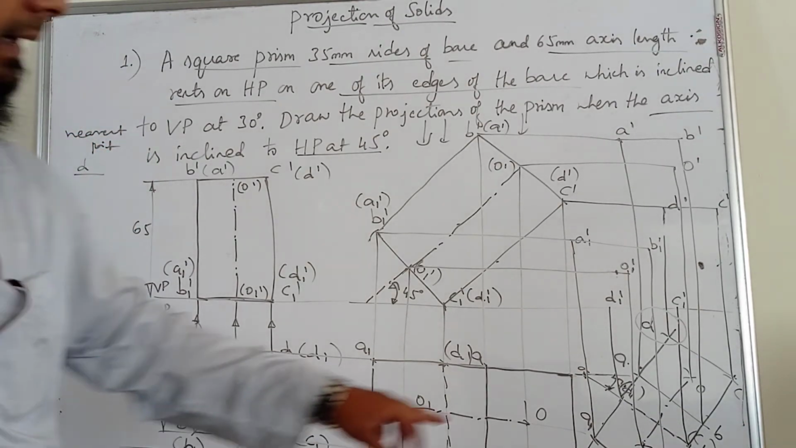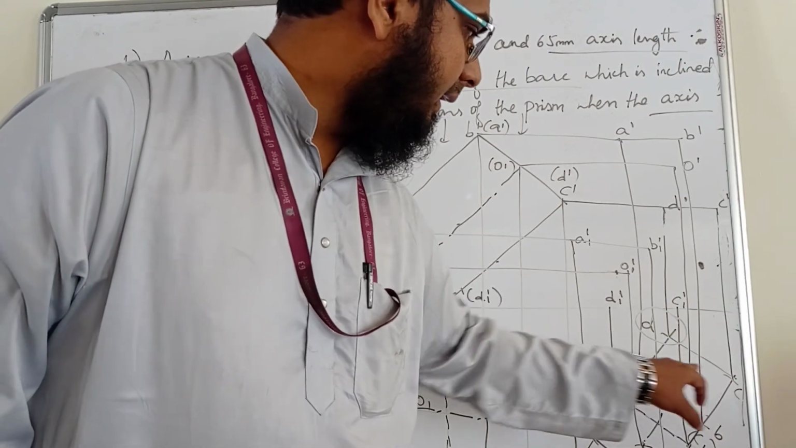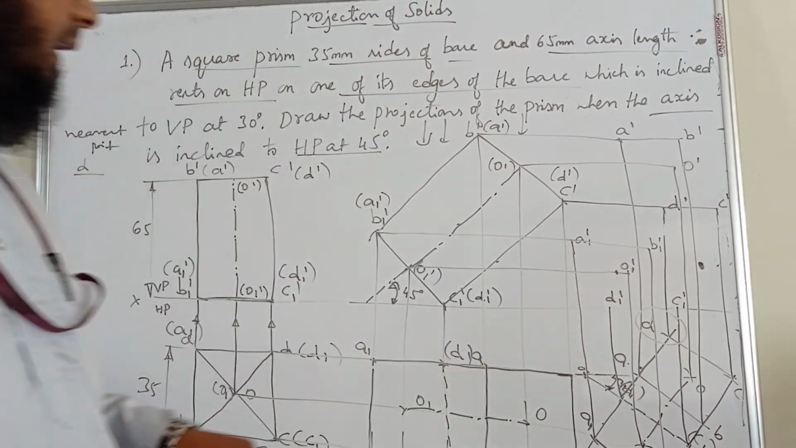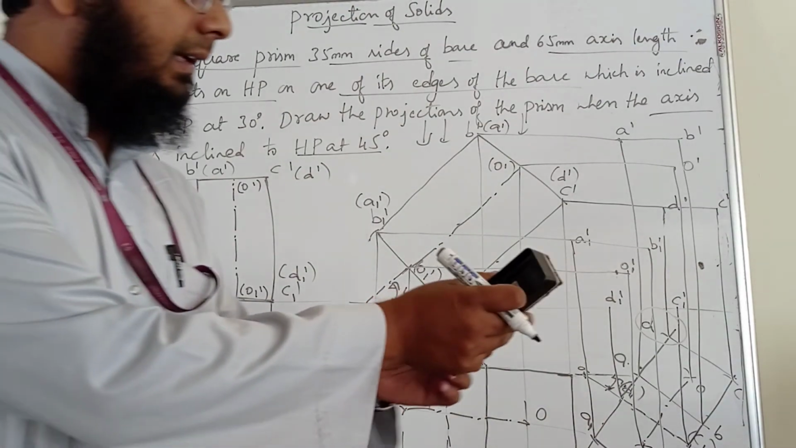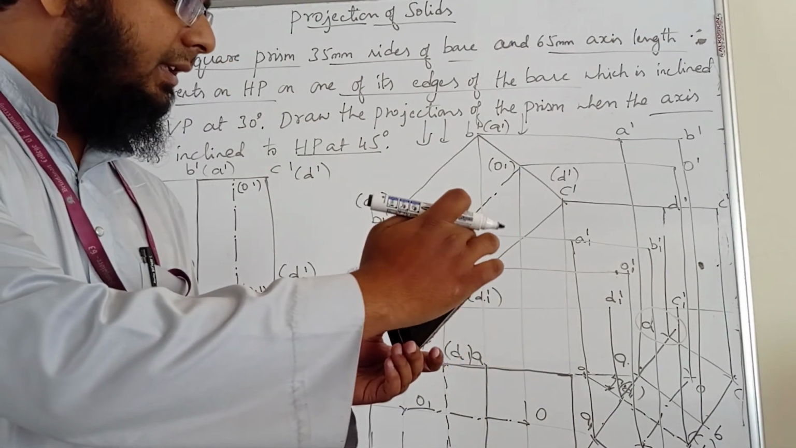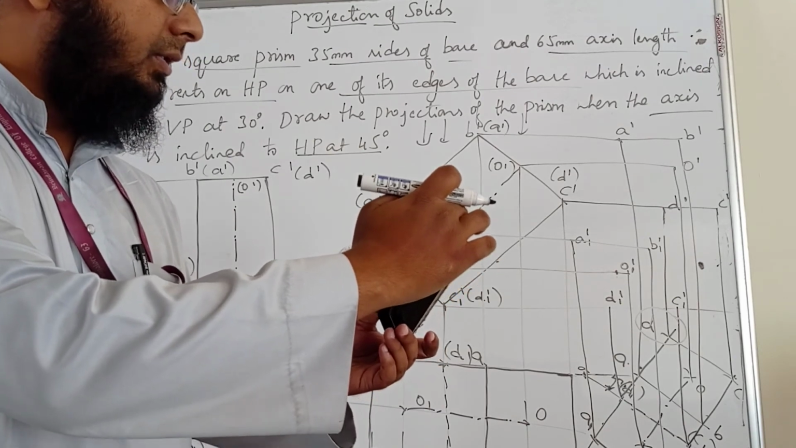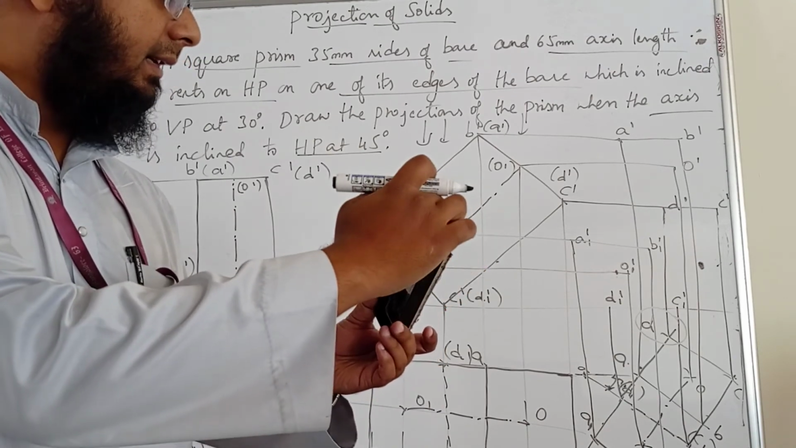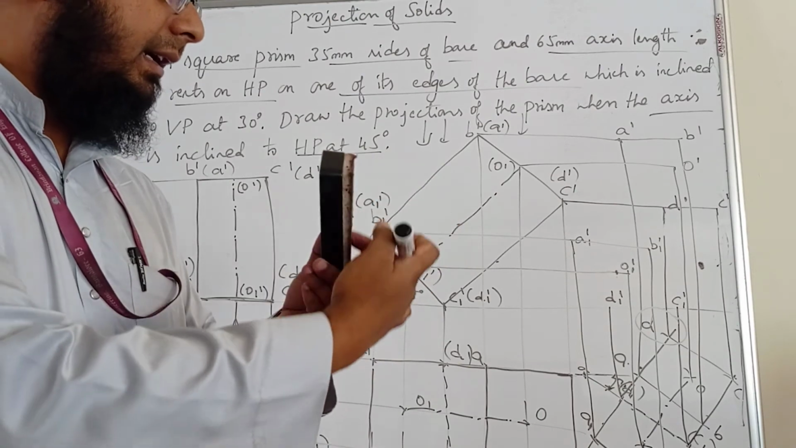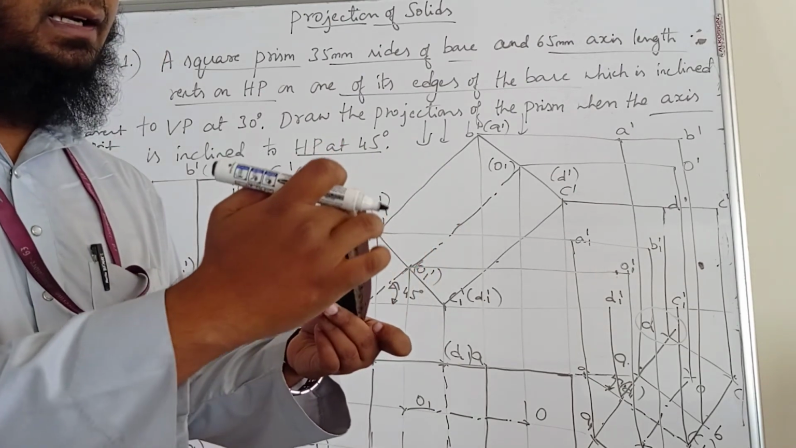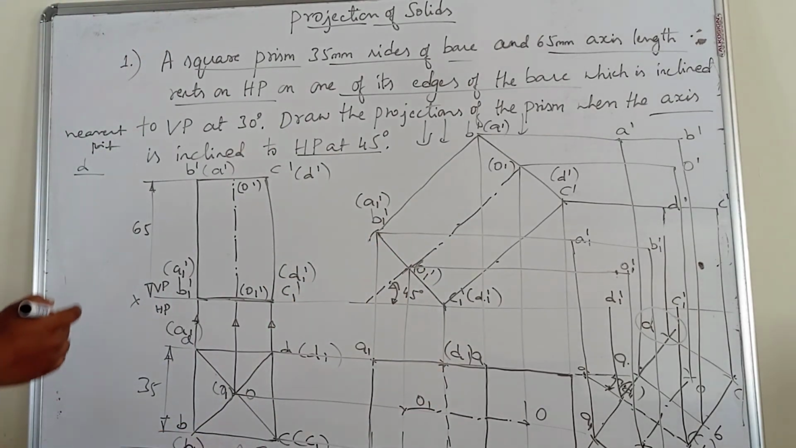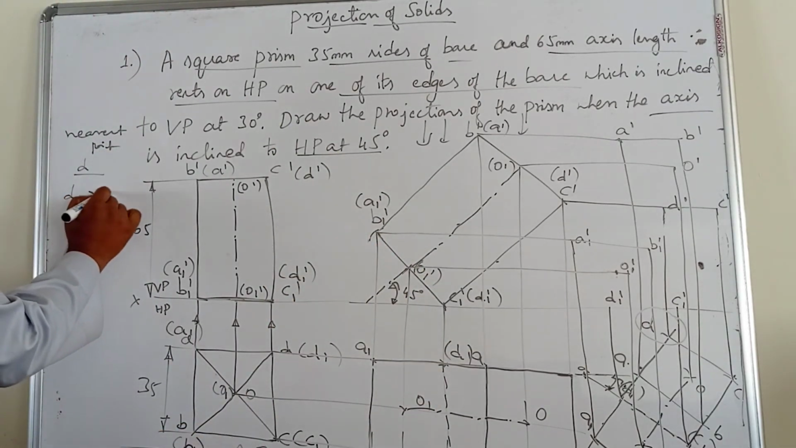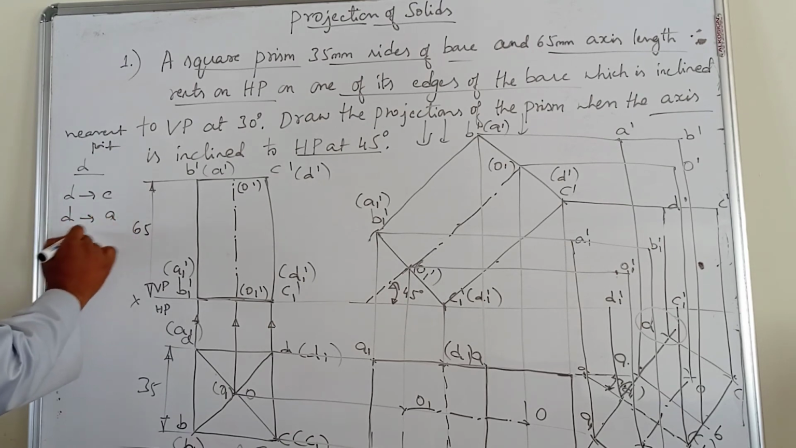You can see that D is connected with which points? D is connected with C and D is connected with A. And D is connected with D1. It is inclined like this. So D is connected with C, D is connected with A, and D is connected with D1. These are the nearest connected points to it.